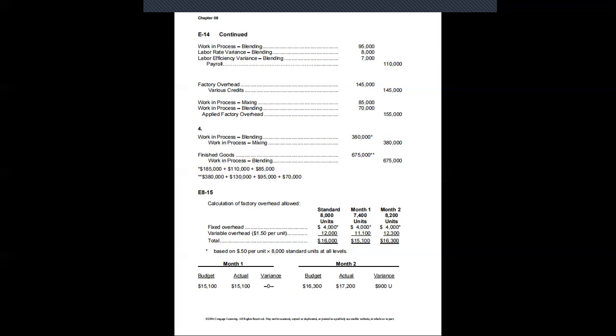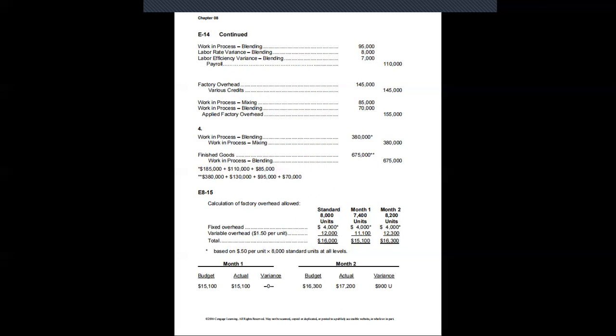Second, we debit to finished goods and credit to work in process blending. So now we have the sum of 380,000, 130,000, 95,000, and 70,000 for the cost from the blending department to the finished goods.